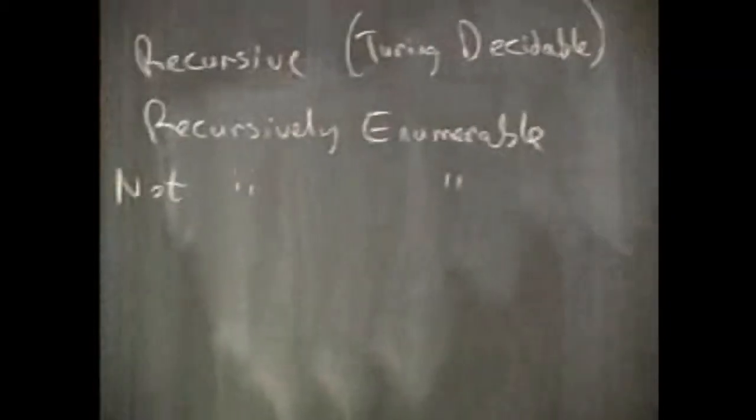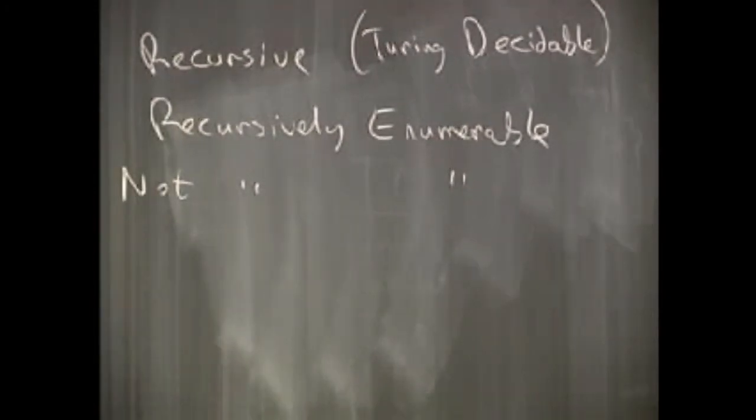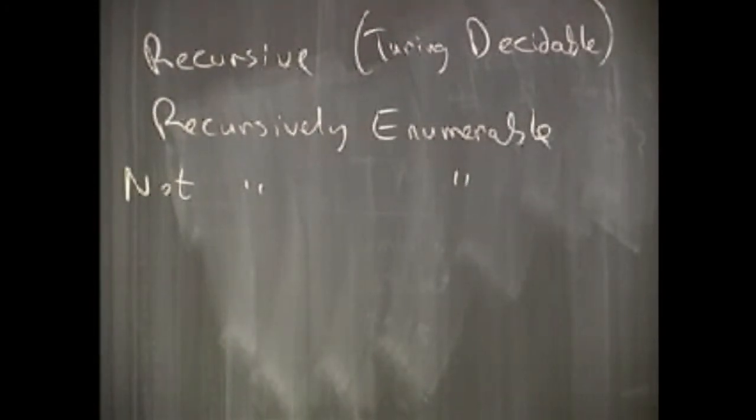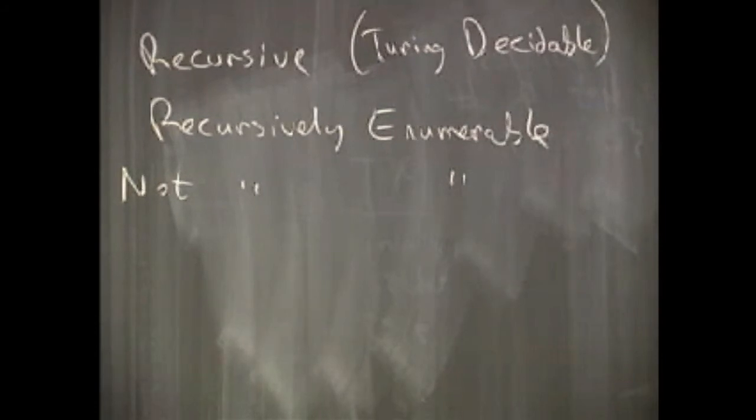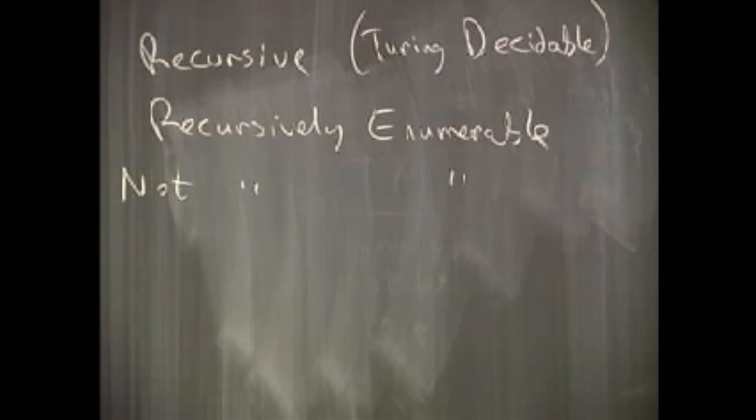Examples of decidable sets. The set of all strings that represent finite state machines that accept an infinite number of things. That's a decidable set. I can write a program that looks at a finite state machine, looks for a loop in the graph, and tells me whether it accepts an infinite number of things. I can answer yes or no every single time. 0 to the n, 1 to the n, is a recursive set. I can look at a string and tell you whether it's in the form 0 to the n, 1 to the n. There's lots and lots of recursive sets, lots and lots of things you can write programs for that answer yes or no all the time, one way or the other.